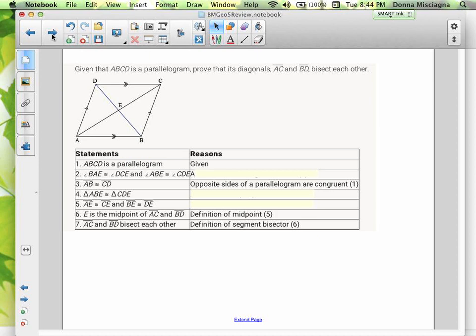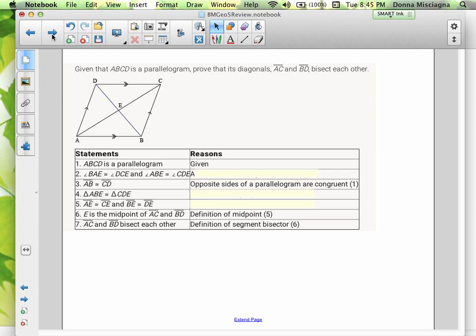Okay? So we're trying to prove it, we have to show it's true another way. We can't just use the fact that it's a parallelogram. However, we can use anything else about a parallelogram. So we have ABCD as a parallelogram. That one is a given.